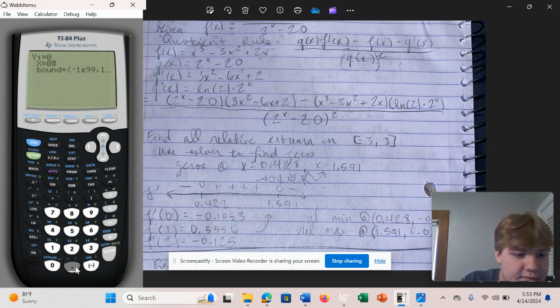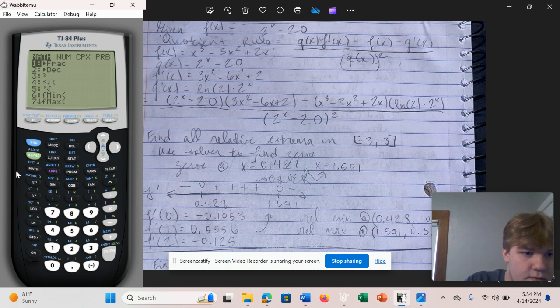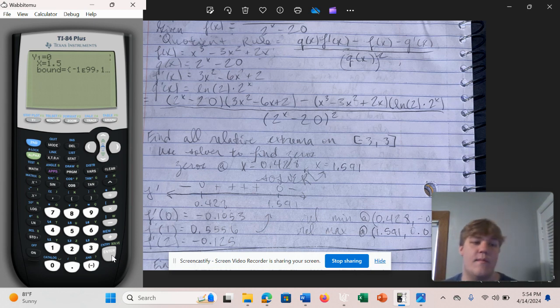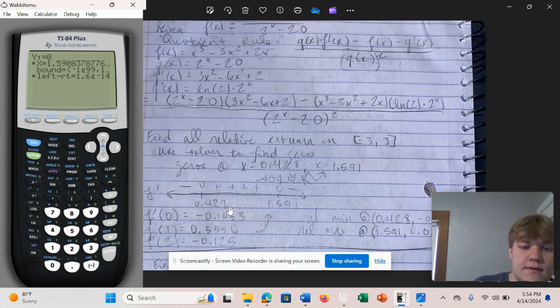So start with 0.5. Y1's already in there. Gives me that, which is one I already have. And then if we do 1.5, it gives me 1.591. At least it should. Yep, 1.591.